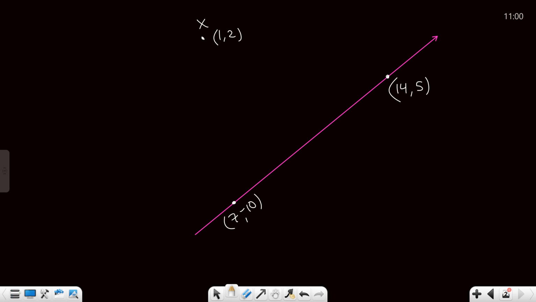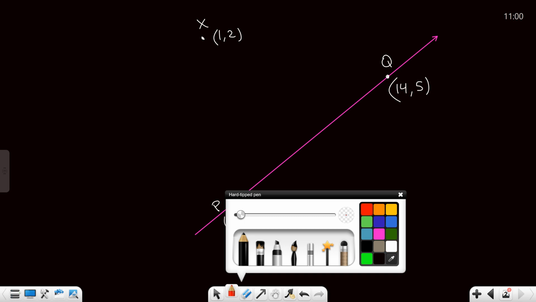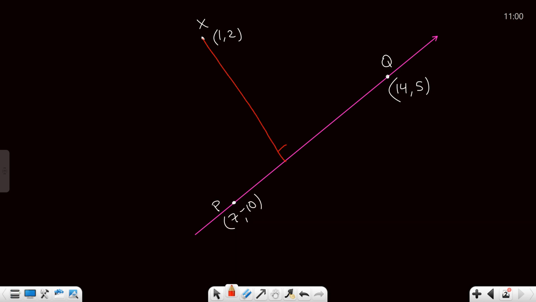Just to keep things the same, I'll label these points for you so we can talk about common points. Let's make this point P, and we'll make this point Q, and then we'll make this point R.